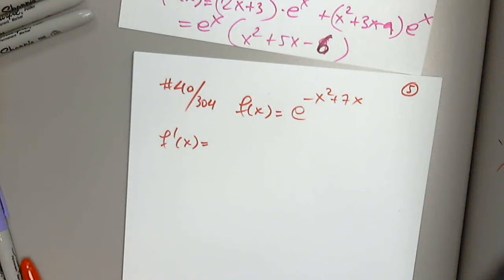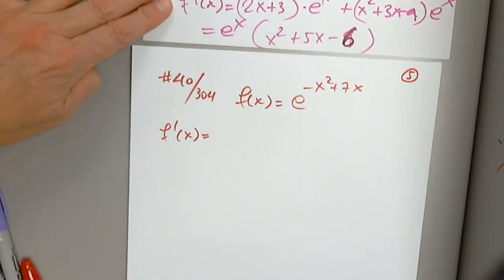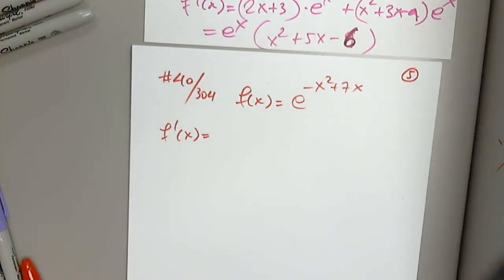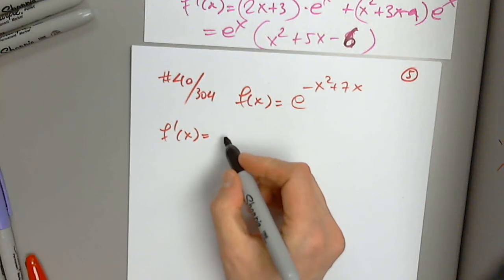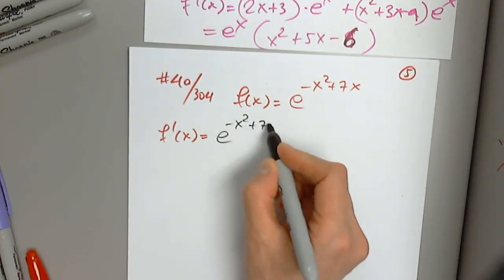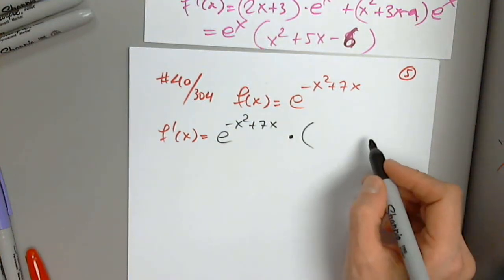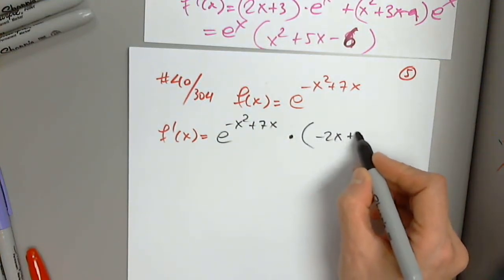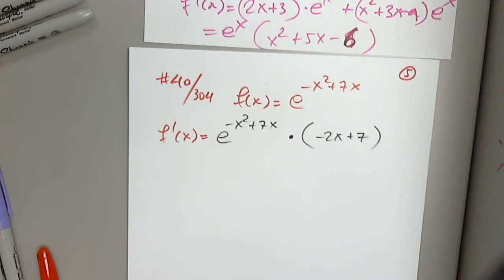We want the derivative of this. How do I write it? E raised to negative x squared plus 7x times negative 2x plus 7. That's it. Done. Any questions?